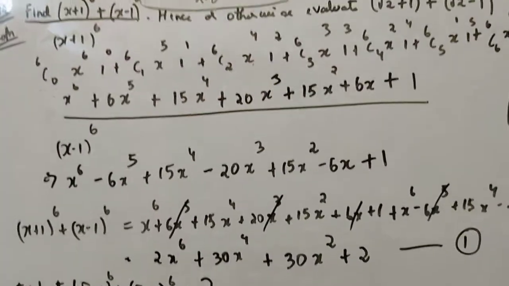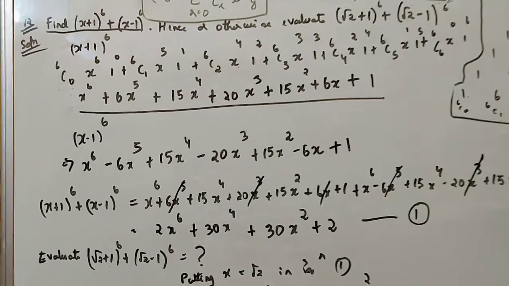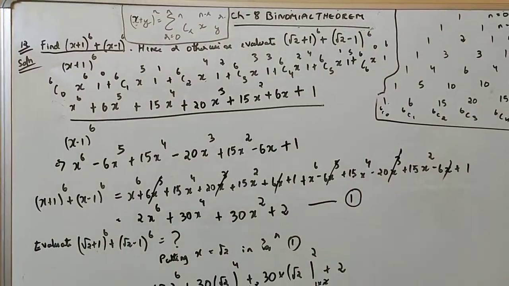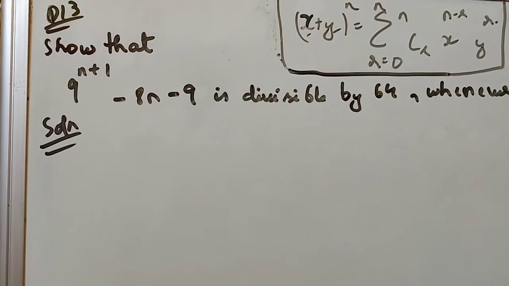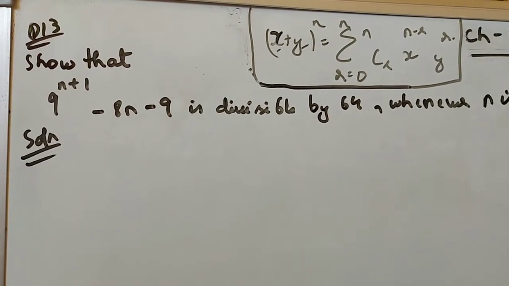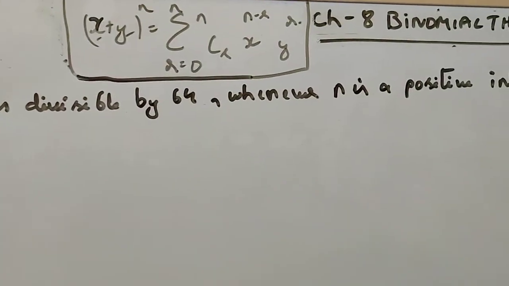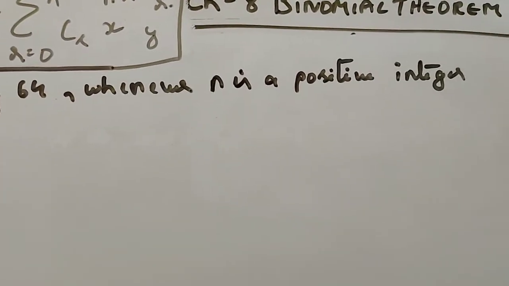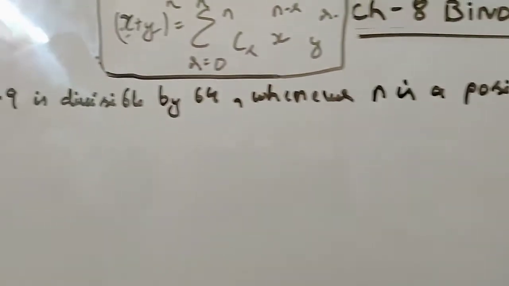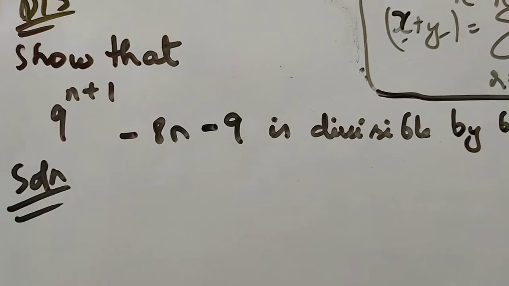Now you do the same for question number 11. I hope this question is clear to you. Next is question number 13. Show that 9 to the power n plus 1 minus 8n minus 9 is divisible by 64 whenever n is a positive integer. That means we have to show this is divisible by 64.